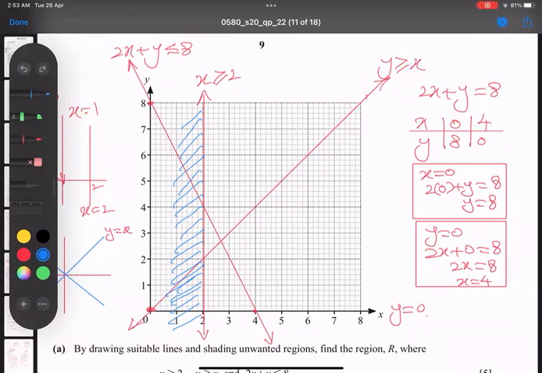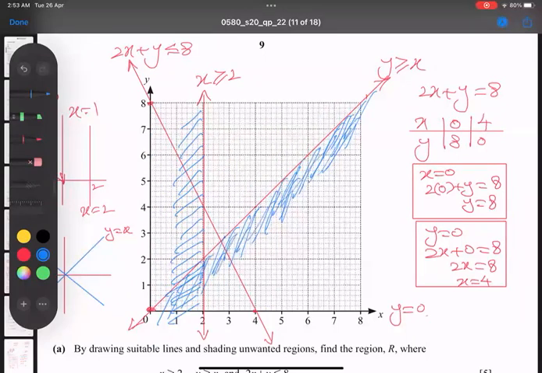Think for yourself. Is y bigger above the line, or is the bigger y value below the line? Common sense, the y value is bigger above the line. I can show you: above the line are 1, 2, 3, 4, 5, and below are 0, -1, -2. So the above part is wanted, but he said unwanted, so I will shade the below part.